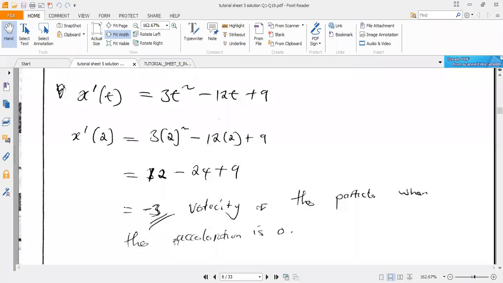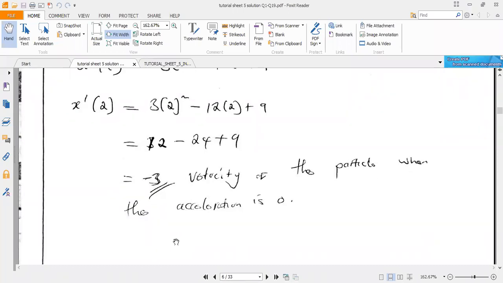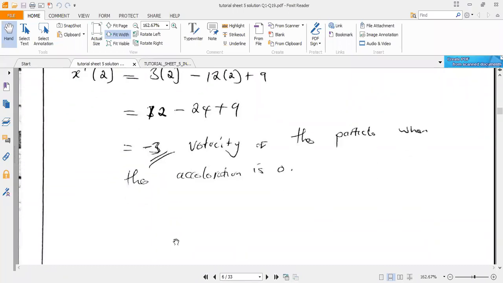So in short, it's reducing its speed. So it's -3. Right.